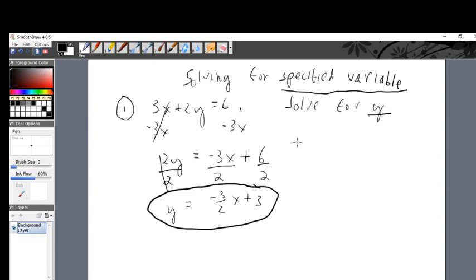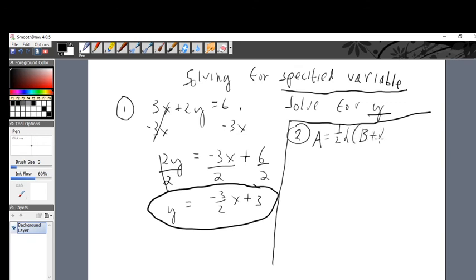Let me show you one more like this. Problem number 2, as follows. Problem number 2, and it's a little bit more complicated. What if they ask us to deal with A is equal to 1/2 h, B in parentheses, capital B plus small b, those are 2 different things, and we're supposed to solve for capital B. We have to isolate capital B.